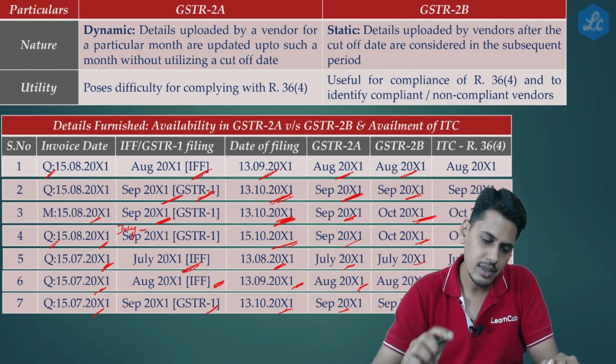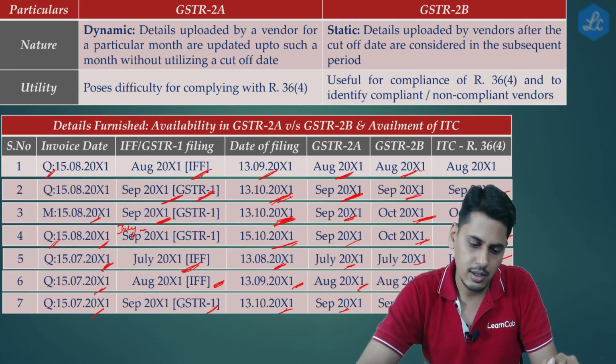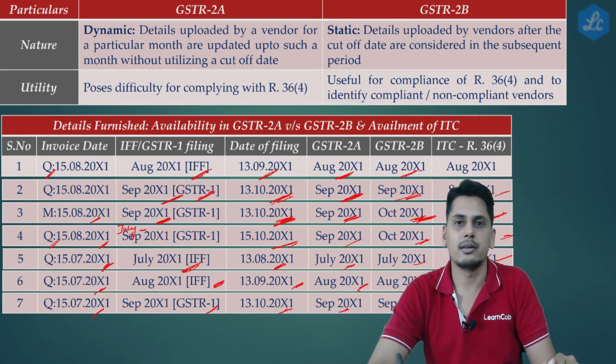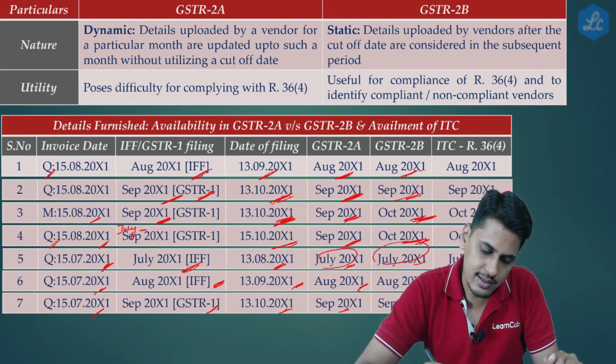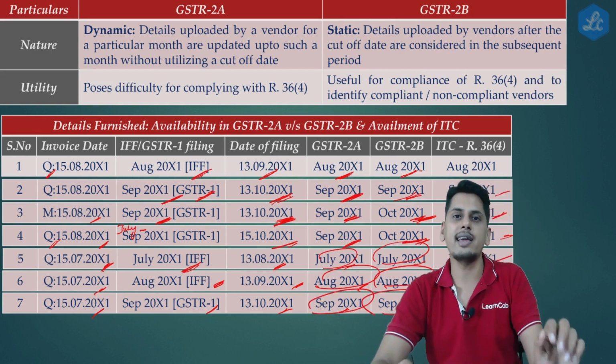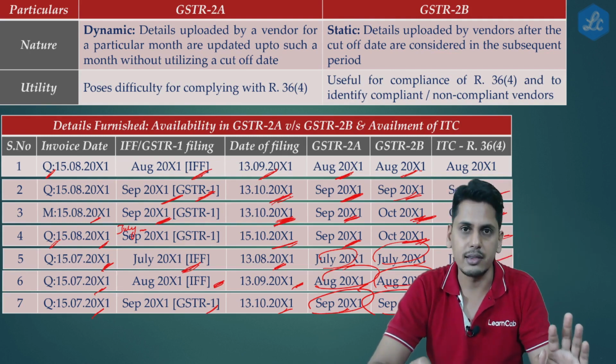Say for example, the first case 2A of August, 2B also of August. Second one September, September. Third one September and October. Fourth one September and October. Fifth one July and July. Sixth one August and August. Seventh one September and September. It is never a case that 2A is of August and in 2B it is of some preceding month.